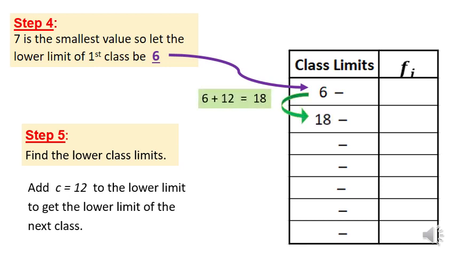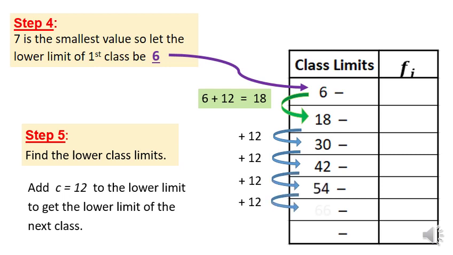So we start at 6. We add 12, we get 18. We then add another 12 to get 30. We keep going, add 12, we get 44. Add 12, get 54. Add 12, get 66. And last of all, add 12 to get 78. So now we have the lower limits of each of our classes.